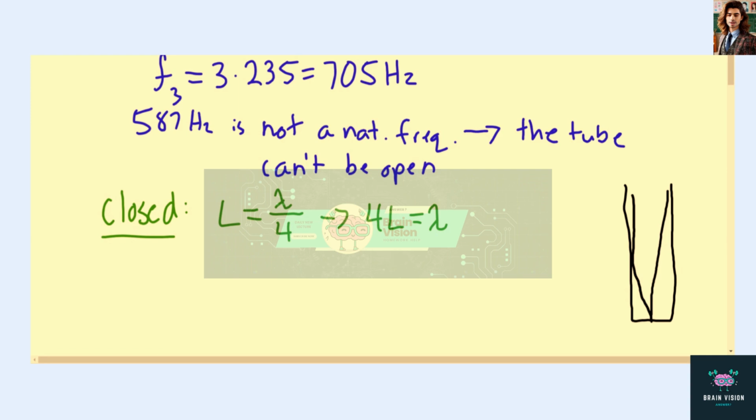Twice that length would take us from that antinode back to a node. 3 times the length of the tube would bring us from the second node to the opposite antinode, and 4 times the length of the tube would bring us from that opposite antinode back to the original node. So the full wavelength is 4 times the length of the tube.